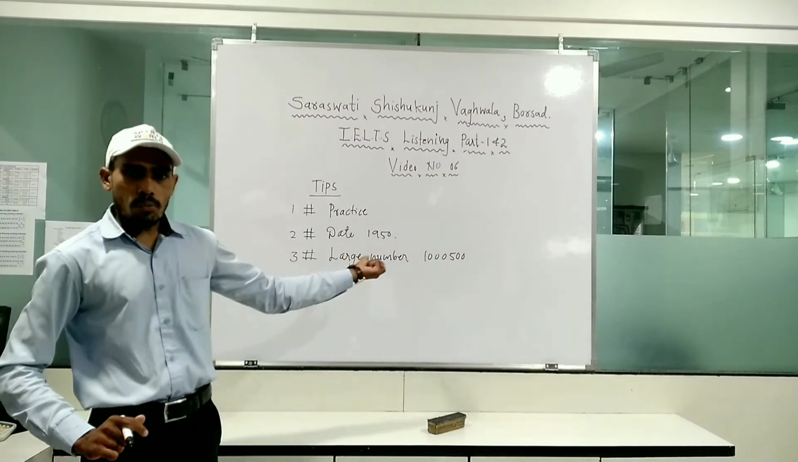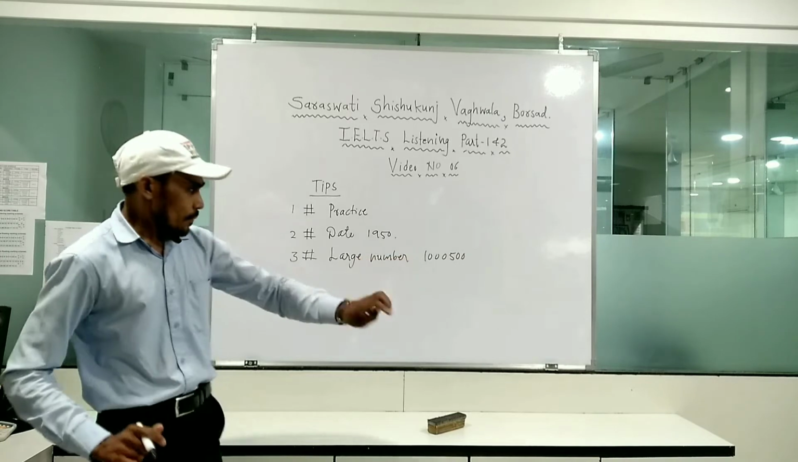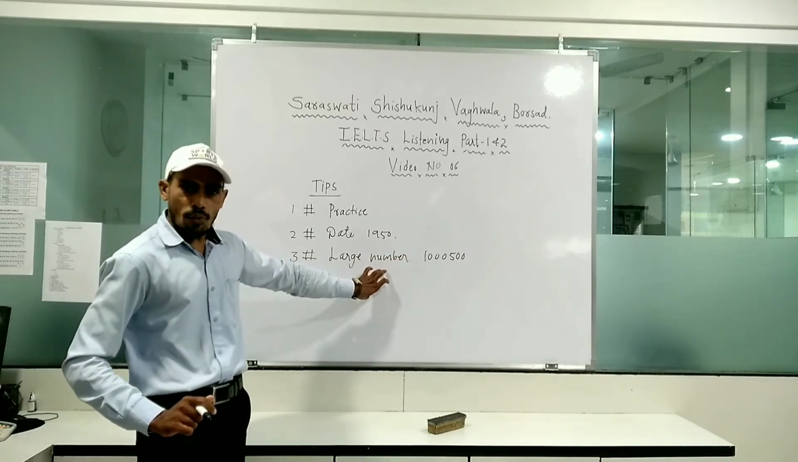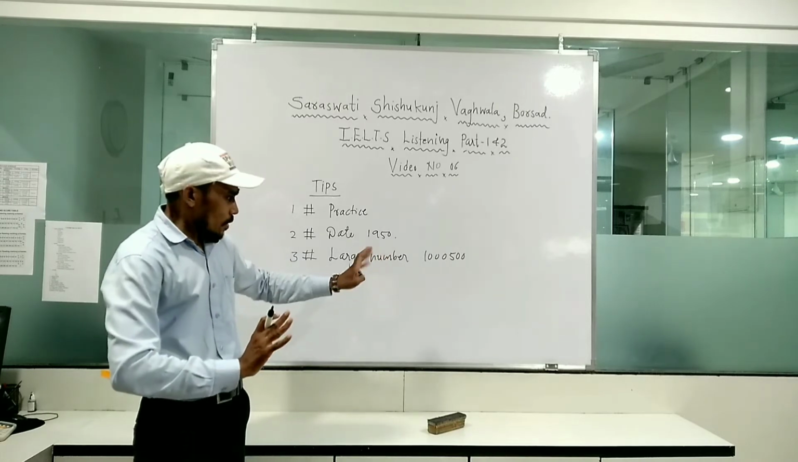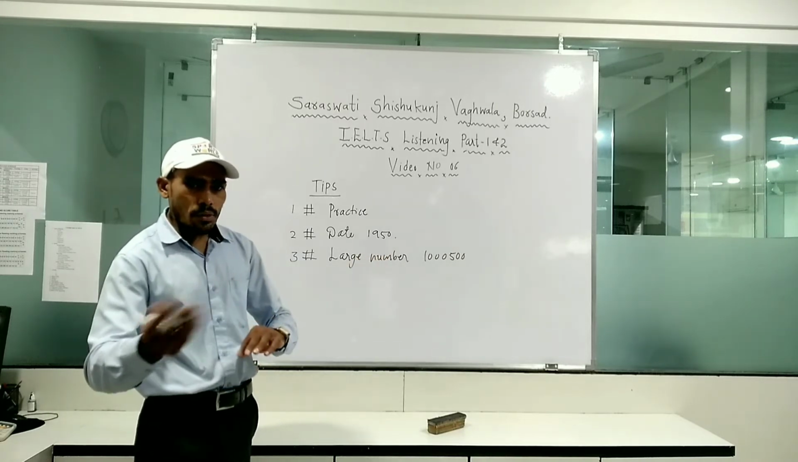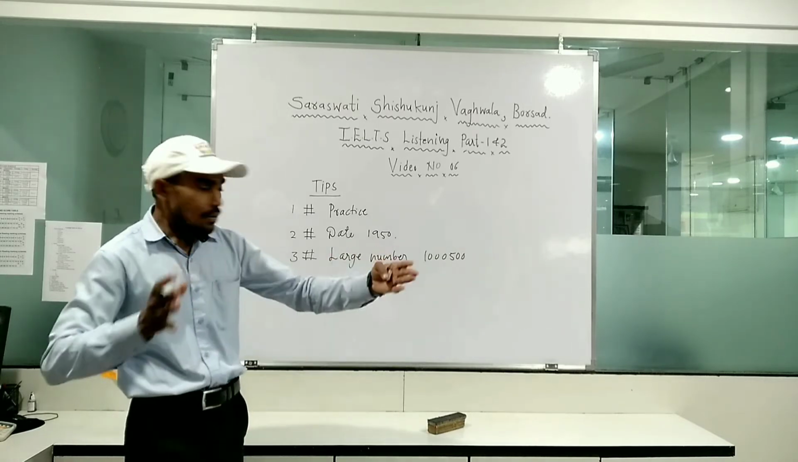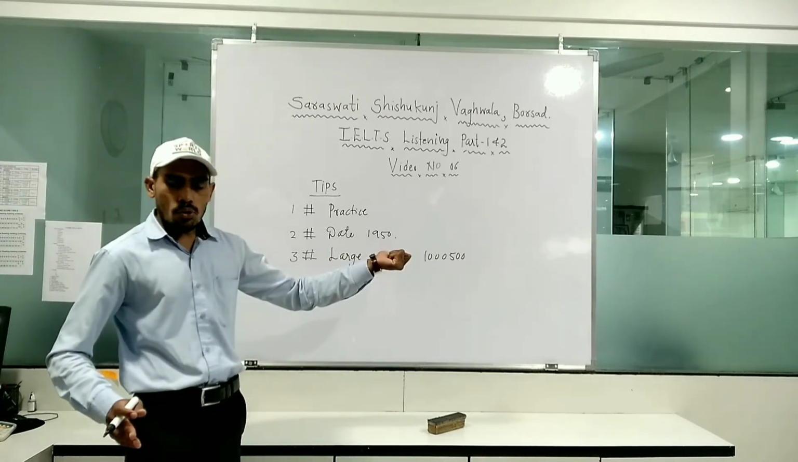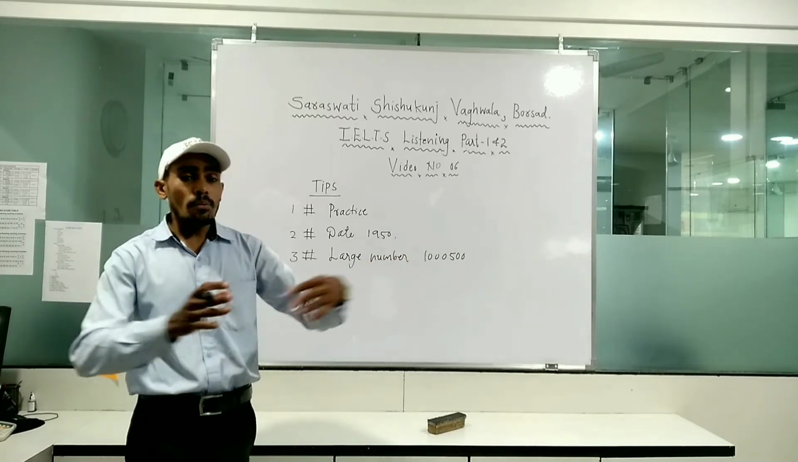Students, it is a large number. So when you do IELTS listening, it is considered as one number, because many times students get confused whether it is a number or numbers. So yes, it is one number. Why? Because it is a big figure and it is a large number. If it is a large number, you can say it is a number, but we cannot say numbers.